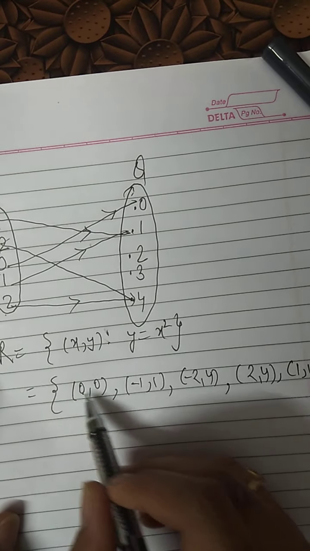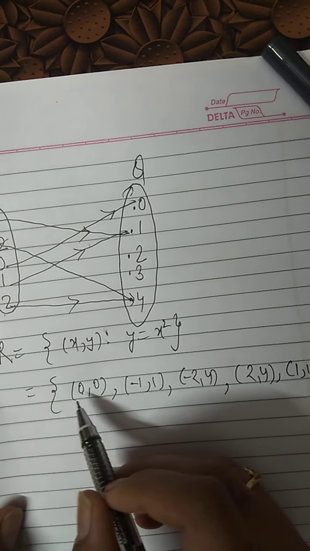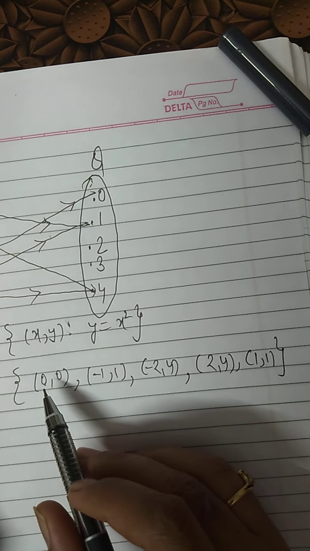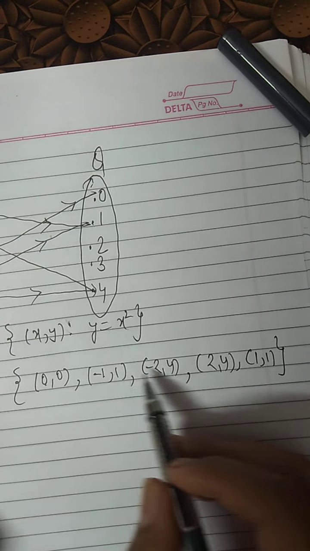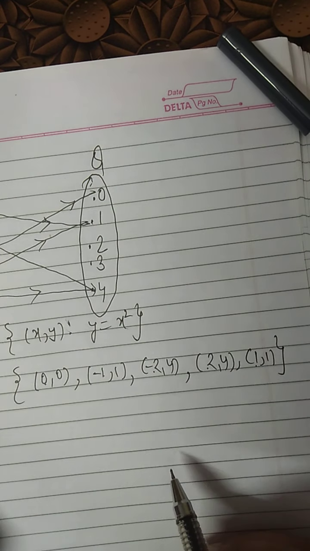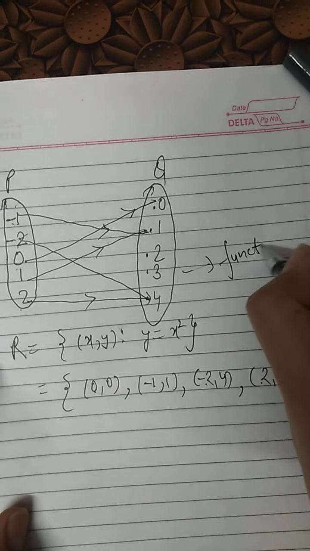Now what is happening here? It is not that the first element has 2 images. There is no repetition of the first element in the roster form. There is only 1 time 0, only 1 time -1, only once -2 has come, only once 2 has come, only once 1 has come. So again, I will say this is a function.